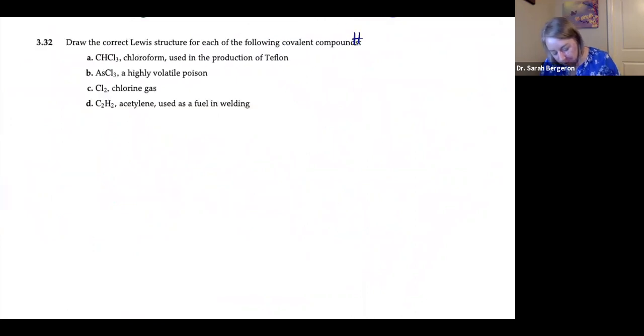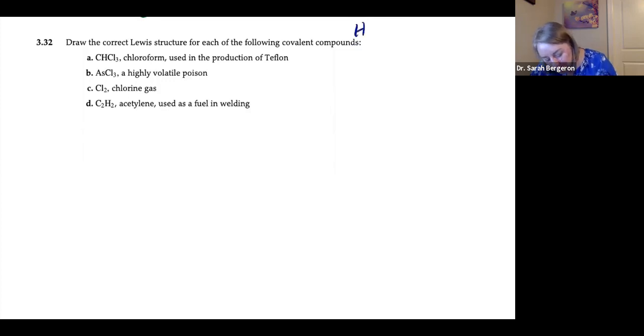1, 2, 3, 4. Hydrogen's going to have 1. Oxygen, on the other hand, has 6 valence electrons. So I know we're going to share 1 with carbon. So that's 1, 2, 3, 4. Well, let's do it the other way. Let's do carbon, hydrogen, oxygen.